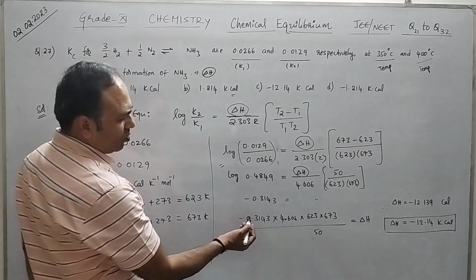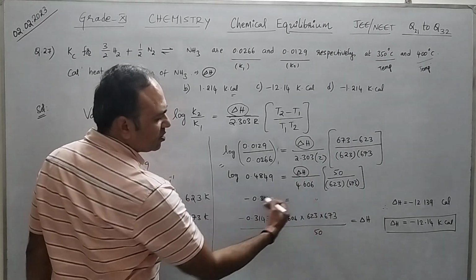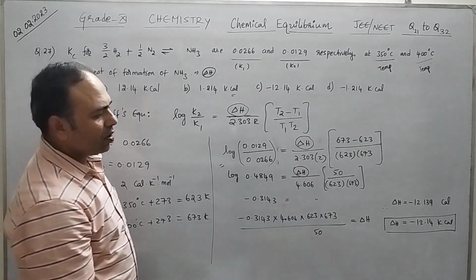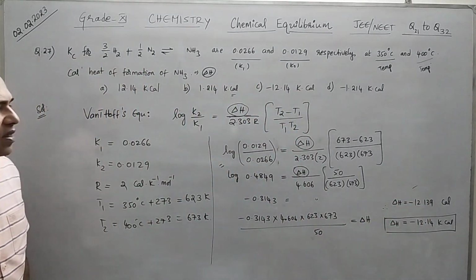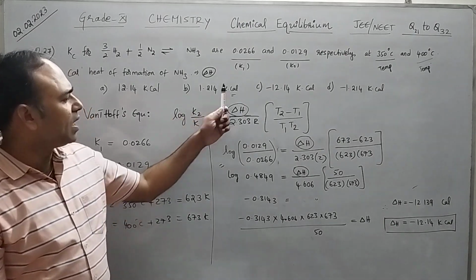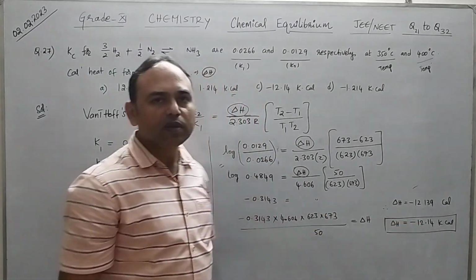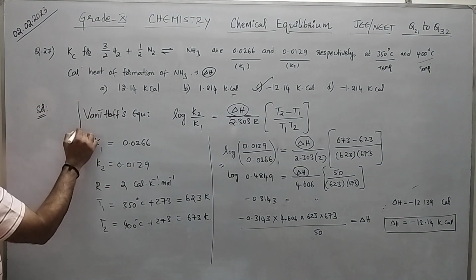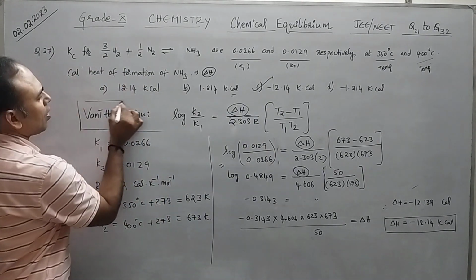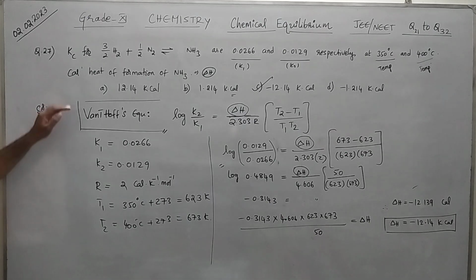Now to calculate delta H, send this to the other side. Now we get delta H in terms of calories as minus 12,139. If you convert into kilocalories, you will get minus 12.14 kilocalories. Answer is C. Hope you have understood this. Using Van 't Hoff's equation, we have solved this question. Whenever they give heat of formation delta H, you can use Van 't Hoff's equation. Copy the solution. Let's move to question number 28.